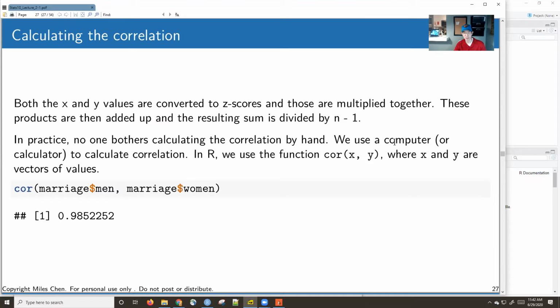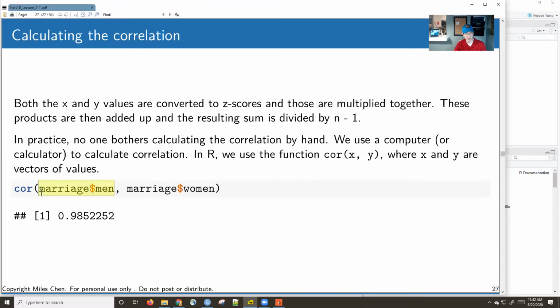In general, we almost always use a computer to calculate correlation. I guess some fancy calculators can also do it if you take the time to punch in all of your numbers. In R, it's very simple. You just take the function correlation and you do x comma y, correlation of x and y, where x and y are vectors.